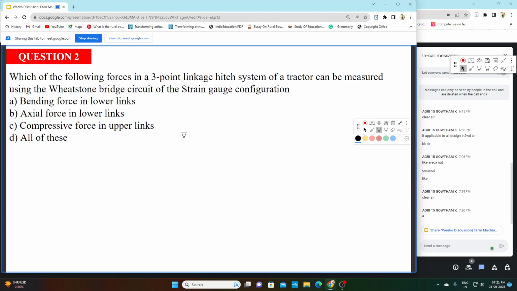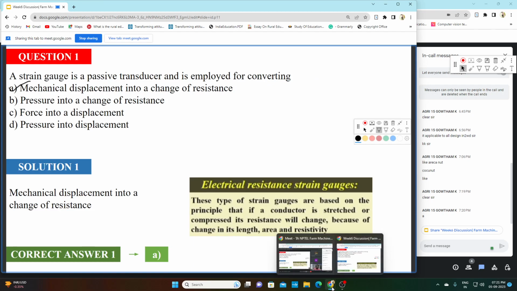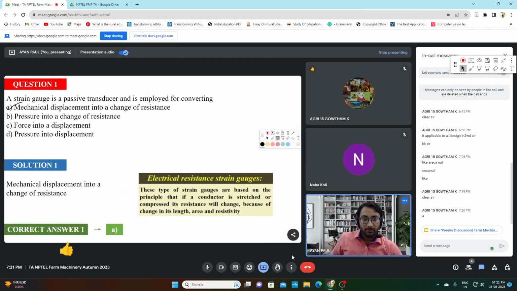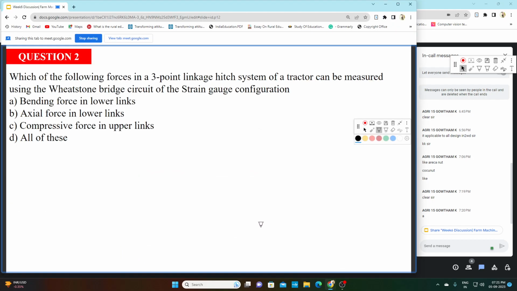Okay, so let's move on to the next question. Is this question clear to all of you? We have already discussed it in the theory. Any doubt? Okay, I think it is clear to all of you. So let's move to the next question.